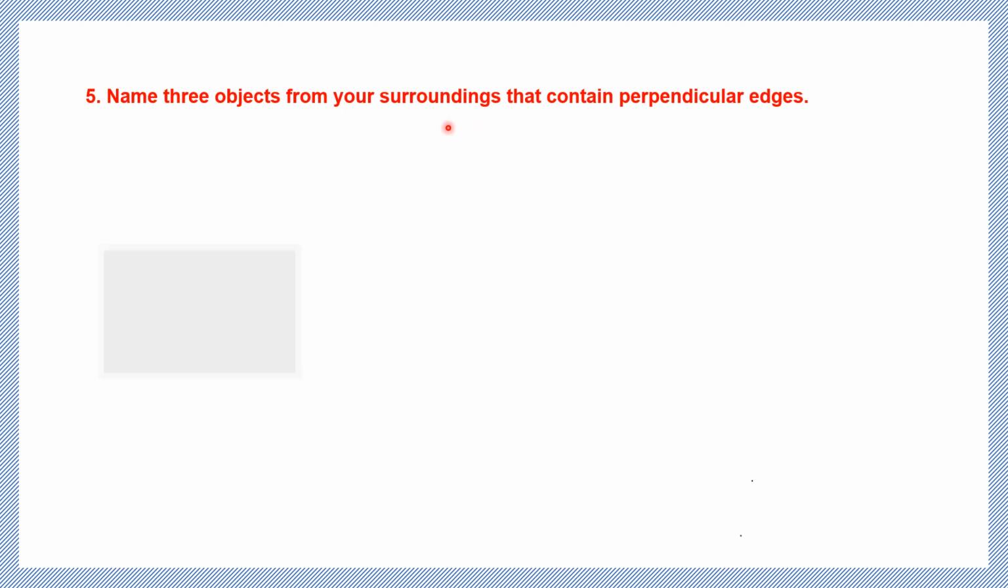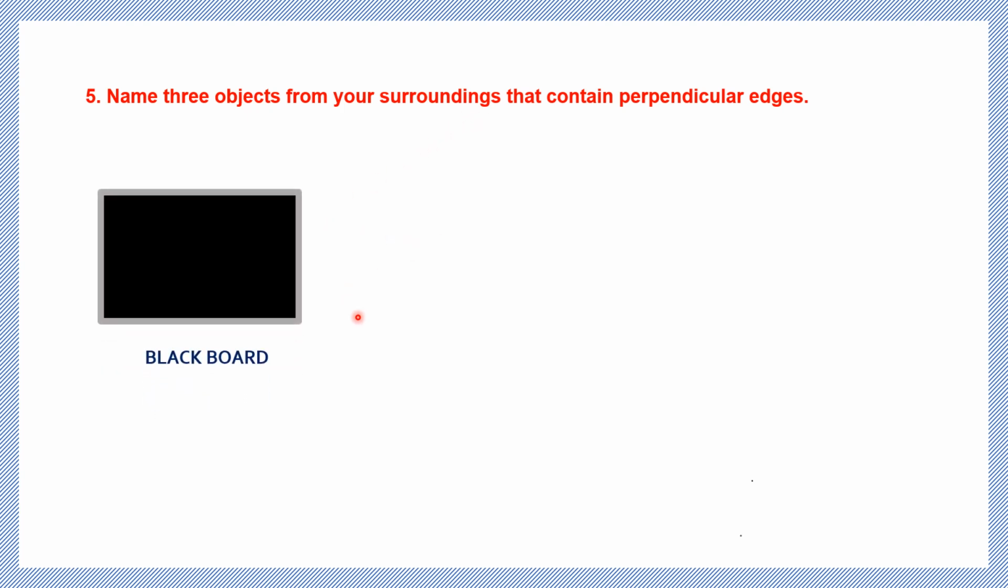So first you can look at the blackboard, isn't it? In your class you have a blackboard. Look at the blackboard and can you see these edges are touching each other at right angles? That means whenever you have an L-shaped formation, you know there is a right angle. So this is where you have the perpendicular edges. Similarly here, here and here you have perpendicular edges.